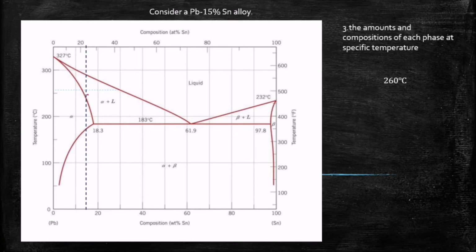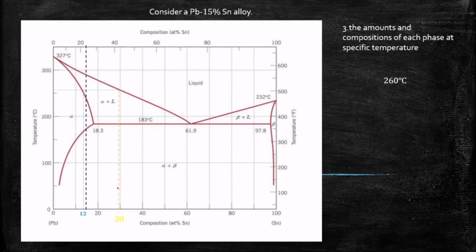So what you do now is trace. This is the alpha phase. For you to find the composition of the alpha phase, you need to trace it to the solidus line. And for you to find the composition of the liquid phase, you need to trace it to the what? The liquid. This is the liquidus. So you trace it to the composition. Therefore, the composition of the alpha will be 12 weight percent of tin, and for the liquid, 30 weight percent of tin.